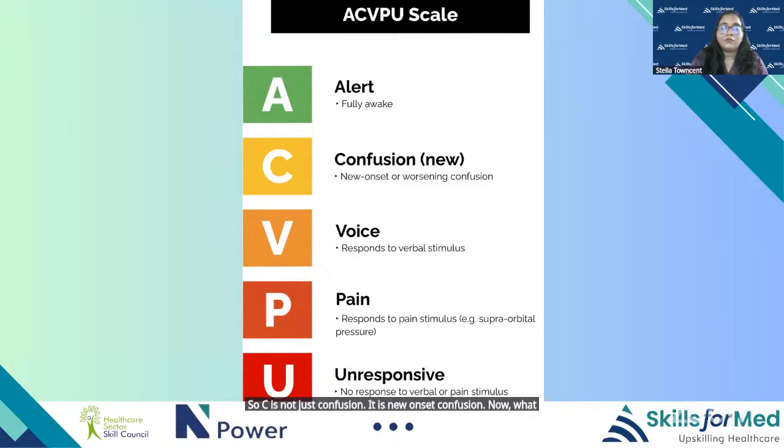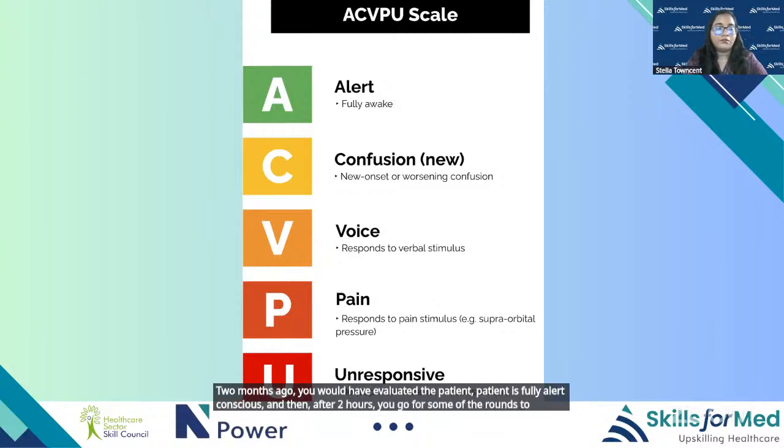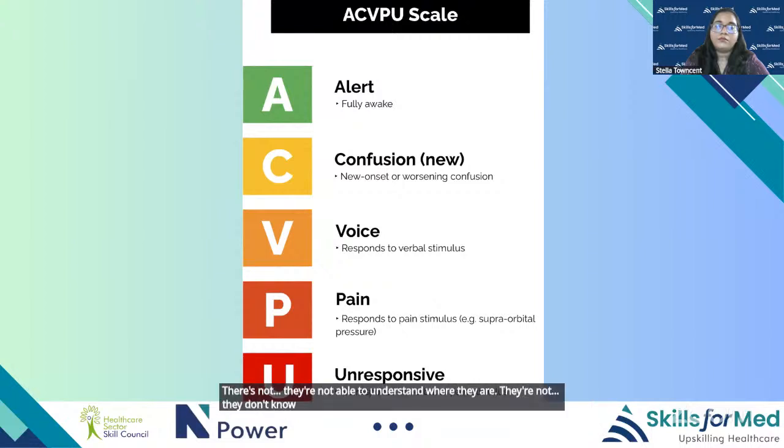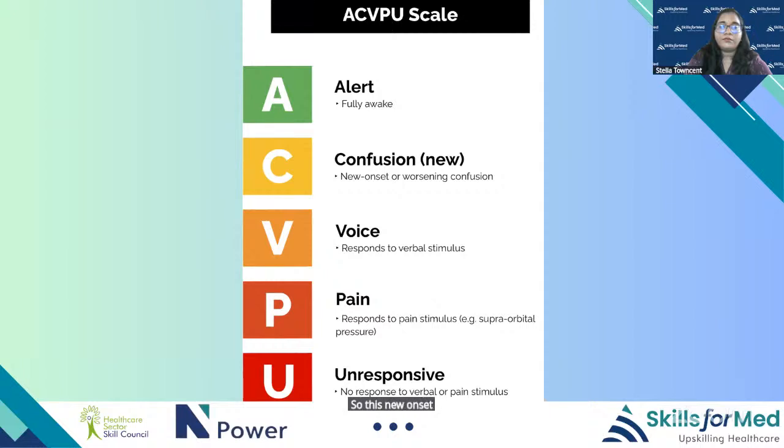Now, what is new onset confusion? This particular patient is a typical example. Two hours ago, you would have evaluated the patient, and the patient is fully alert and conscious. Then after 2 hours, you go for some other rounds to the patient. The patient is not completely unconscious, but they have subtle signs like this. They're not able to understand where they are. They don't know the time. These are very, very subtle things which were not present an hour or two earlier. So this new onset confusion is a very important indicator of deteriorating sepsis.